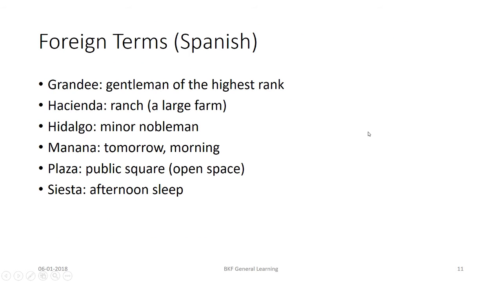Okay, some more Spanish based foreign terms. Grandee, which means gentleman of the highest rank. Hacienda is a ranch or a large farm, American farm. Hidalgo is a minor nobleman. Mañana means tomorrow or morning. Plaza is a public square or an open space. Siesta is an afternoon rest or sleep.